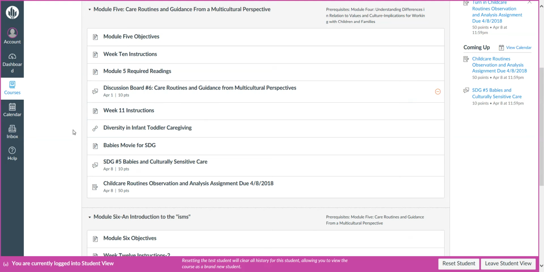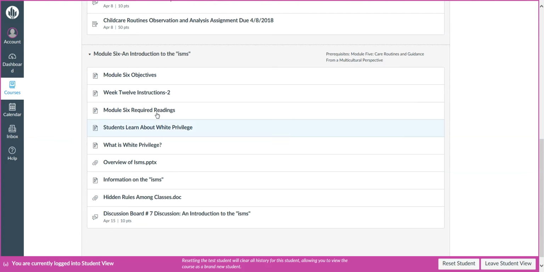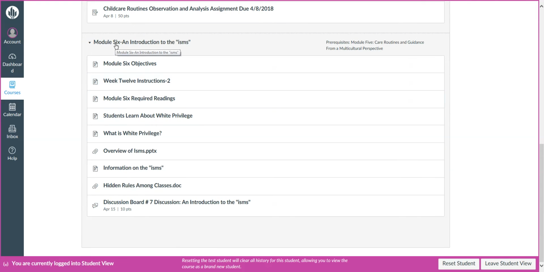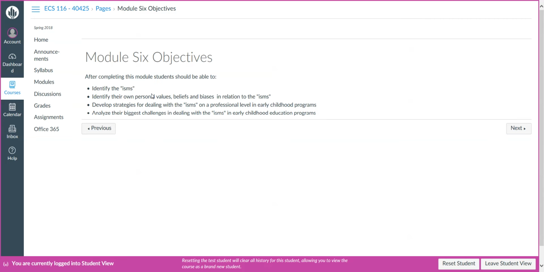So this week we are starting Module 6, which is a really exciting module because we're going to be discussing the isms that are associated with diversity and actually discriminatory behavior. So I'm going to go ahead and go through the objectives and then week 12's activities.